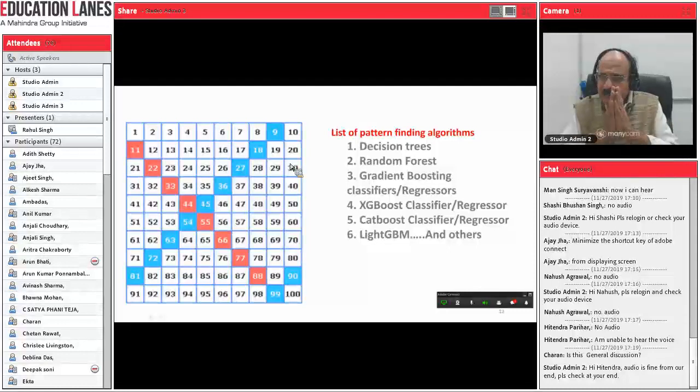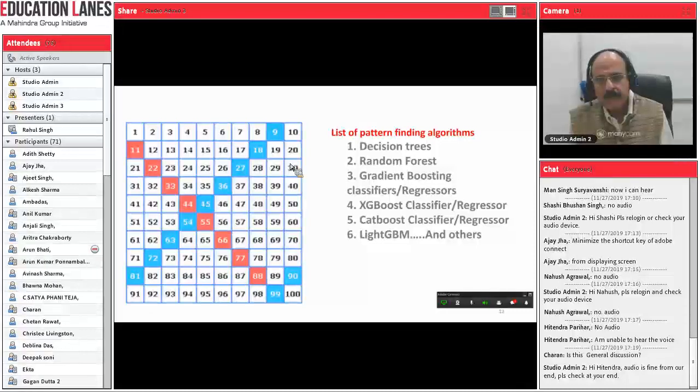So what I am coming to is, there is no one way of finding patterns in data. There are as many ideas to find patterns as there are people. Or there are a huge number of algorithms to find patterns. I have listed a few algorithms here, decision trees, random forest. You need not go into this. My emphasis is here: there are a huge number of algorithms to find patterns.